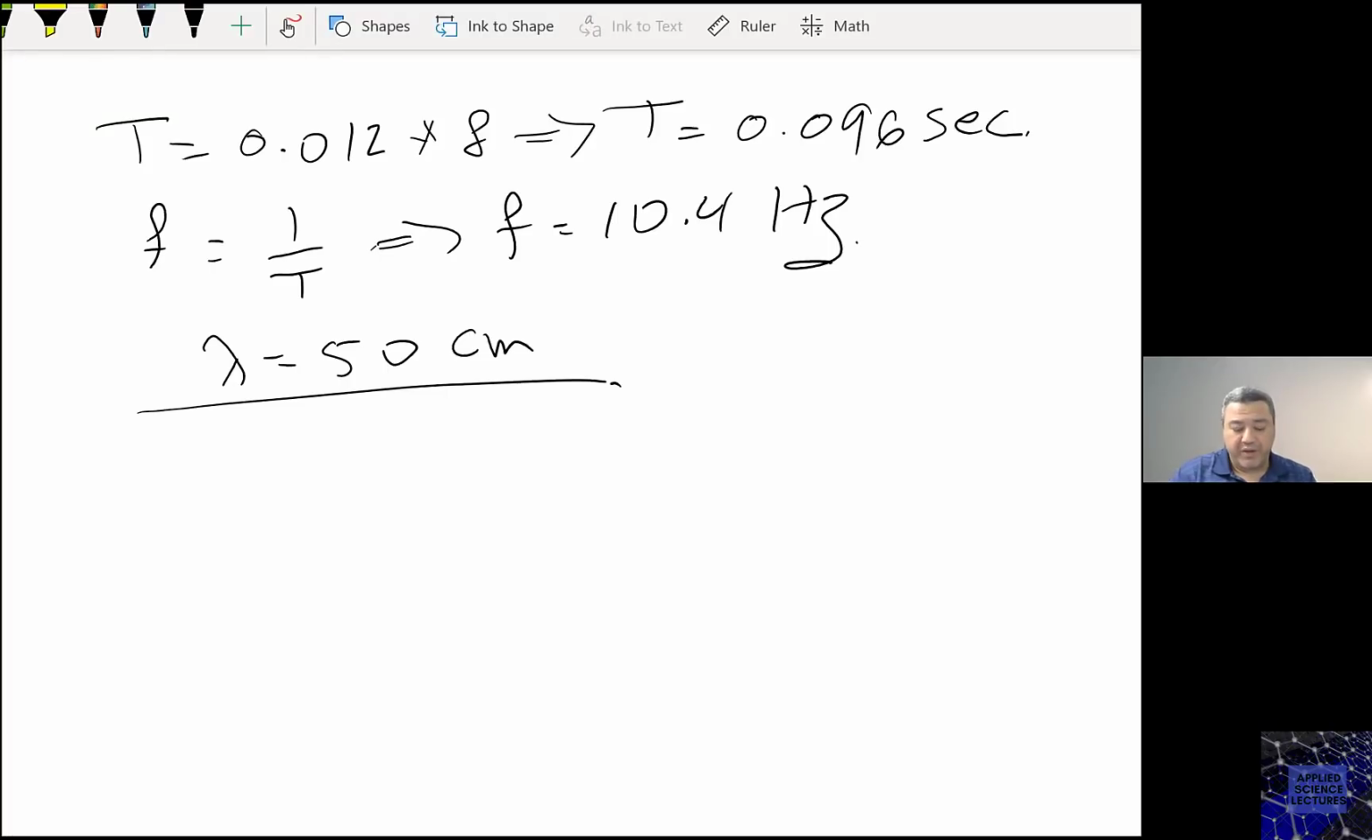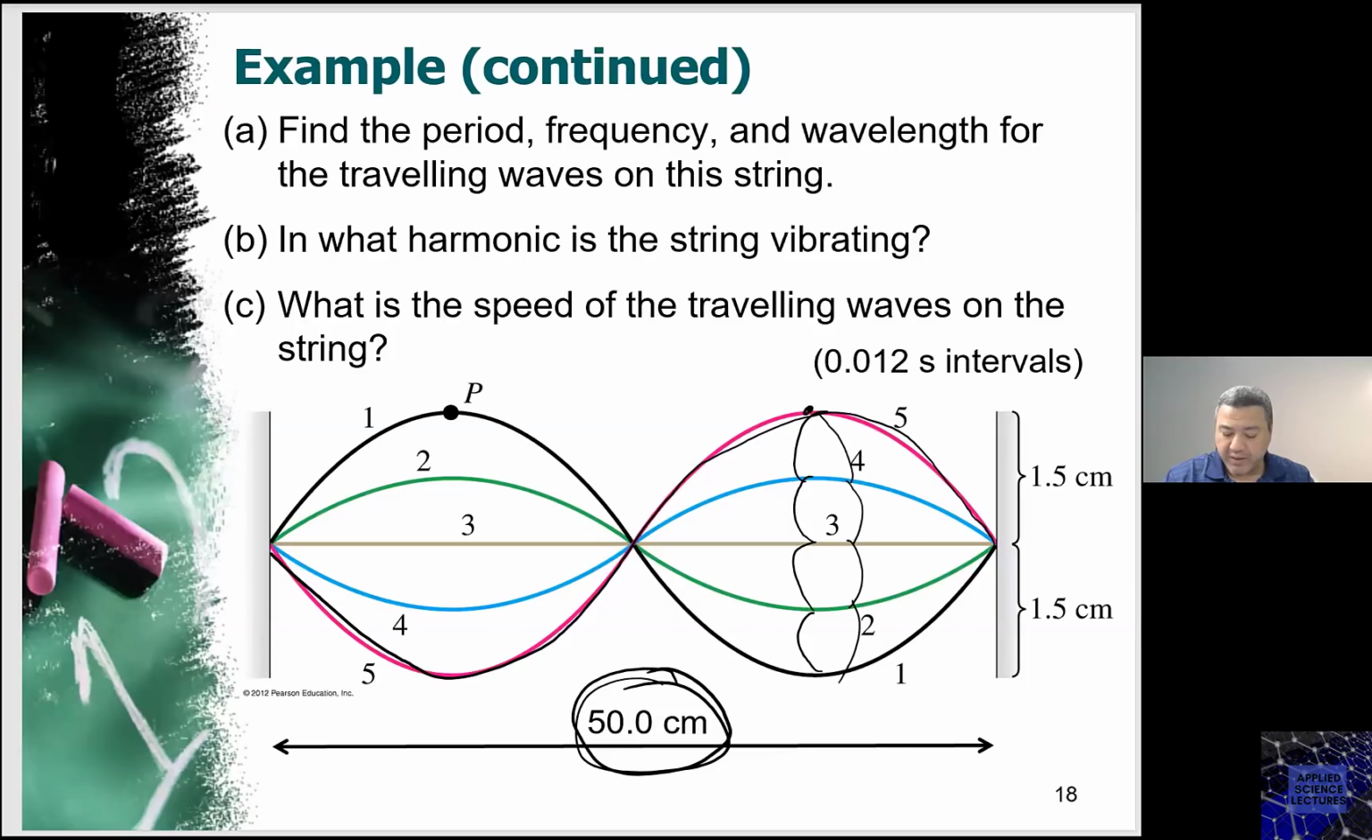What else? B, in what harmonic is the string vibrating? It's vibrating in the second harmonic. How did we know that? We counted the peaks. So it has 1, 2, or you can say it's this loop and this loop. We have two loops, so it is the second harmonic.